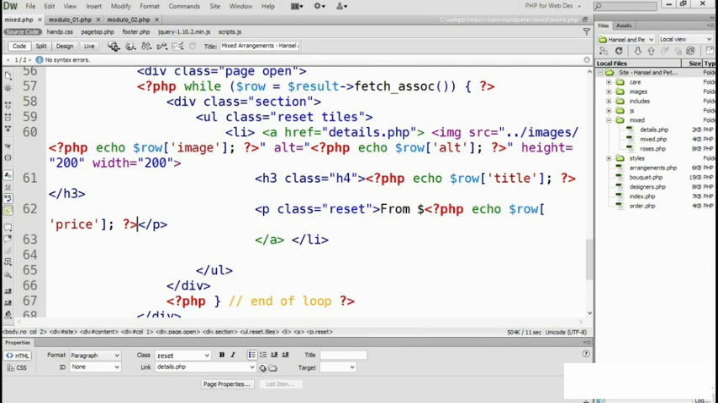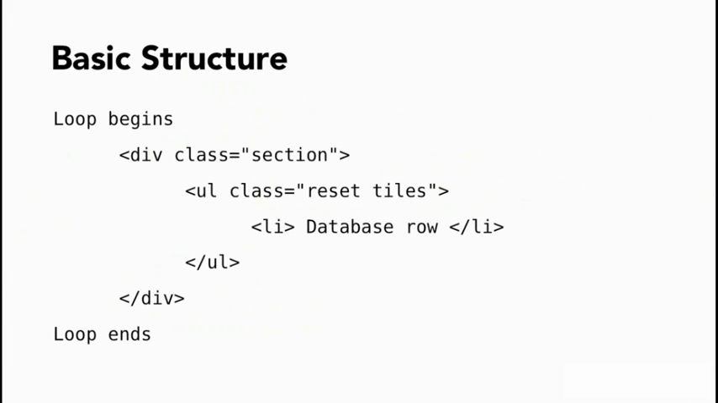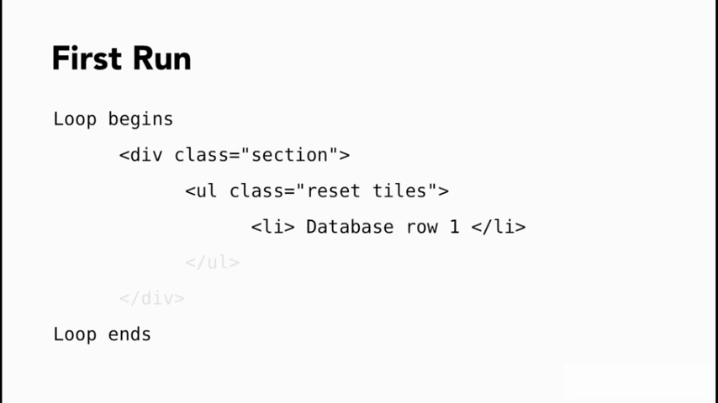So let's analyze what needs to be done. This is the basic structure. Each time the loop runs you get a div and an unordered list with a single item in it. We need the loop to control the opening and closing tags of the div and unordered list so that 4 list items are sandwiched between them. So the first time that the loop runs, the opening tags for the div and unordered list need to be inserted, but the closing tags need to be skipped.